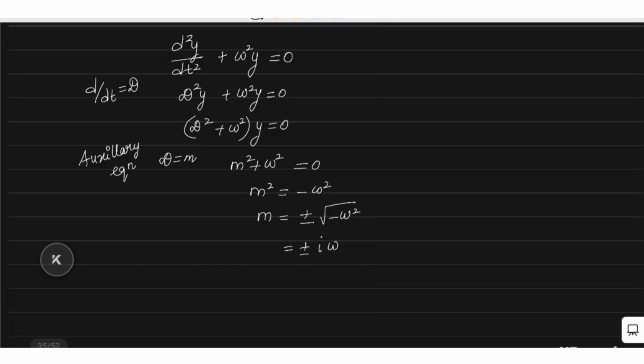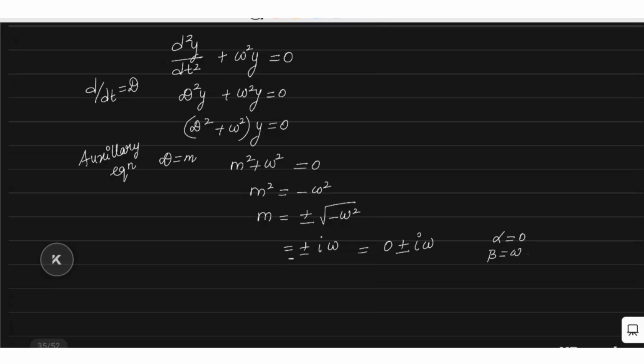Okay, so here it is a complex number. Here the real part, you don't have any real part here, right? So you don't have any real part. So for just understanding, you can write it as 0 plus or minus i omega. Okay, so the real part alpha is nothing but 0 and beta is nothing but omega.